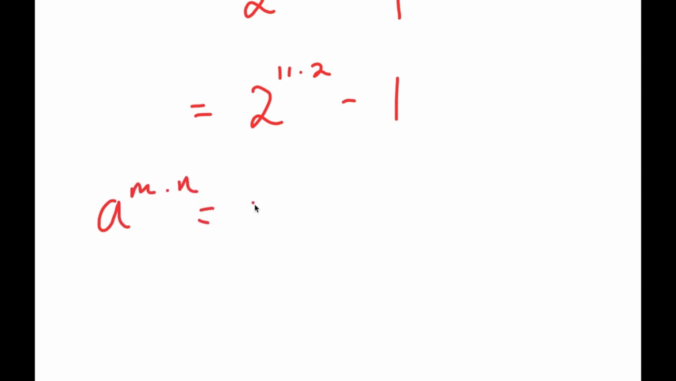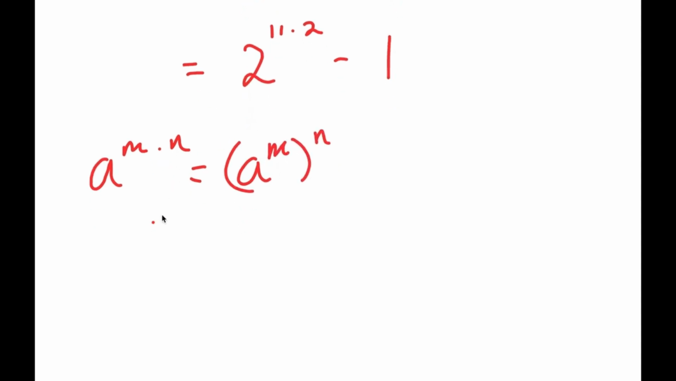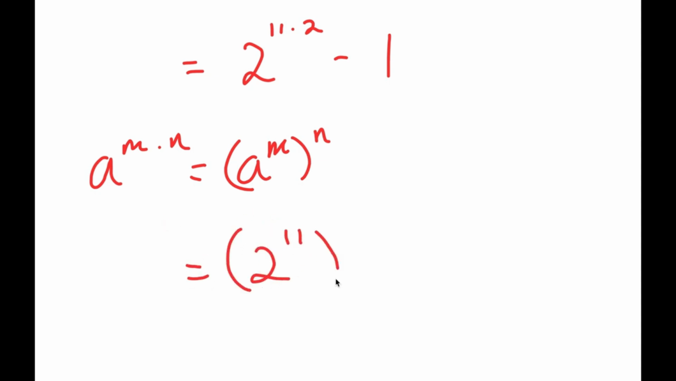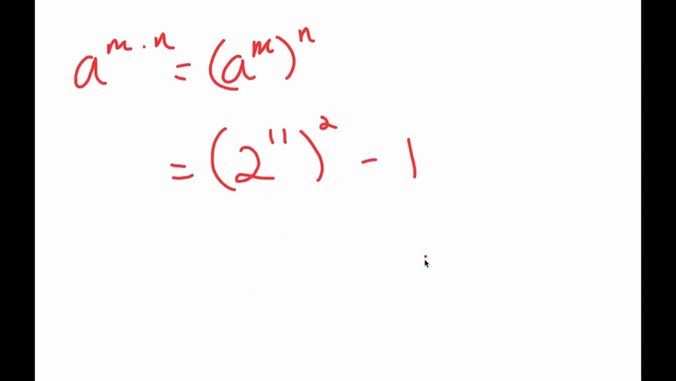Alright, so in this video, I'm going to solve the problem 2 to the power of 22 minus 1. So, to solve this, what I'm first going to do is rewrite this as 2 to the power of 11 times 2, minus 1. Now, if I have something in the form a to the power of m times n, this is equal to a to the power of m to the power of n. So 2 to the power of 11 times 2 is equal to 2 to the power of 11 to the power of 2, minus 1.